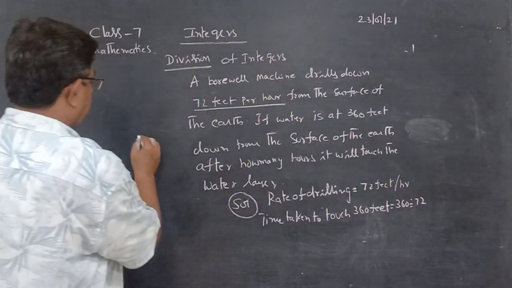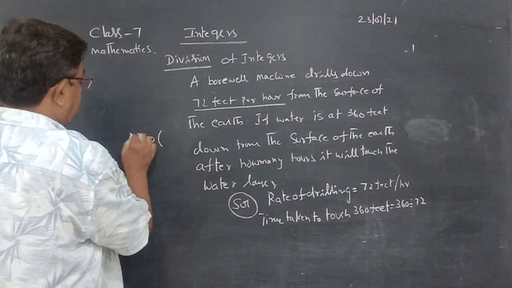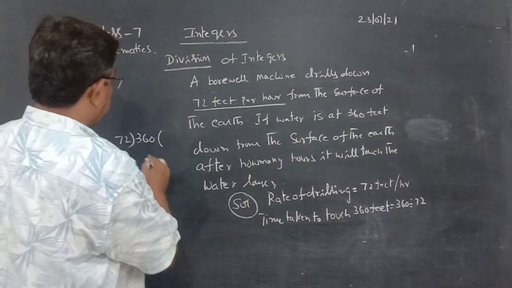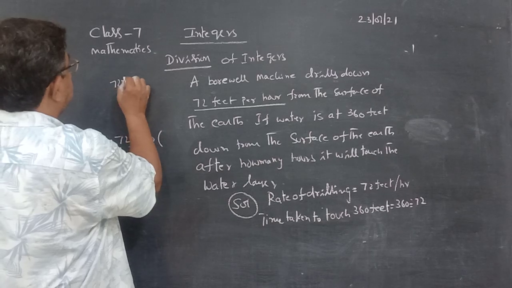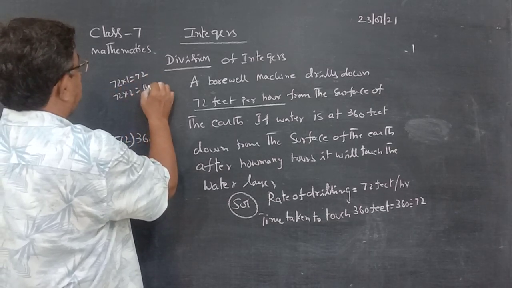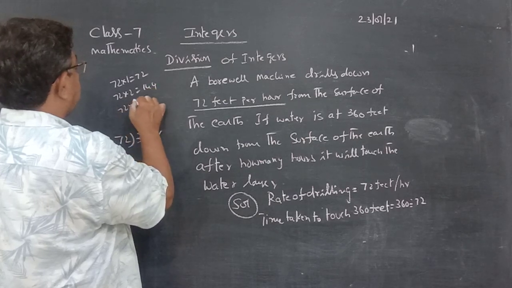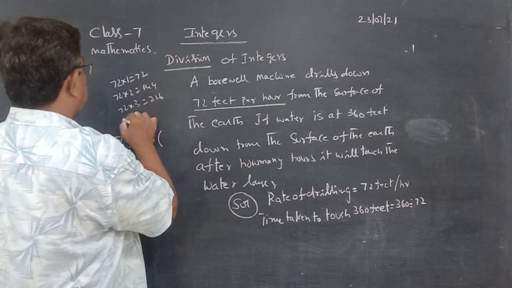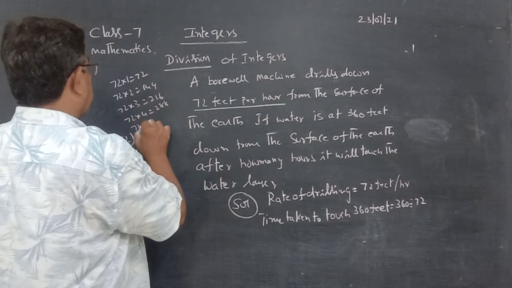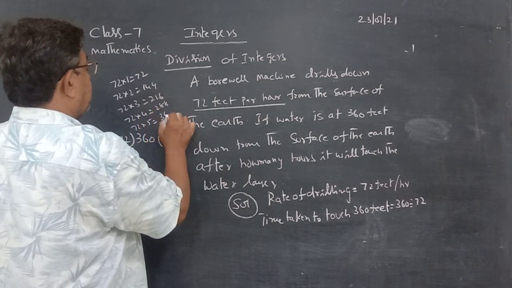Actually, 360, you take the first two integers, 36 is not divisible by 72. So you take 360 and the multiples of 72. 72 ones are 72, 72 twos are 144, 72 threes are 216, 72 fours are 288, 72 fives are 360.